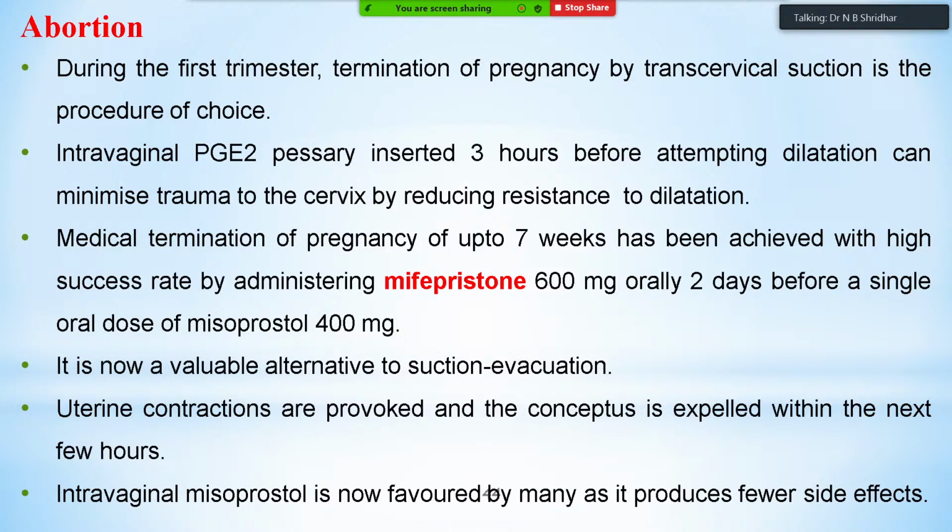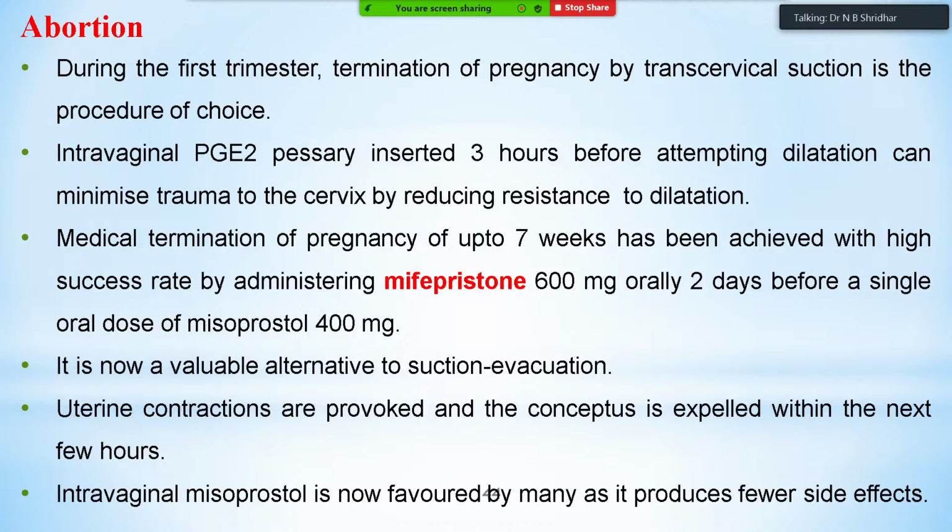And how the drug causes abortion is this: during the first trimester, termination of pregnancy by transcervical suction is the procedure of choice at present, but an intravaginal PGE2 pessary inserted 3 hours before attempting dilatation is also used, to minimize trauma to the cervix by reducing resistance to dilatation. And medical termination of pregnancy up to 6 weeks has been achieved with a high success rate by administering mifepristone. This is one of the important drugs, 600 milligram orally 2 days before a single oral dose of misoprostol 400 milligram.